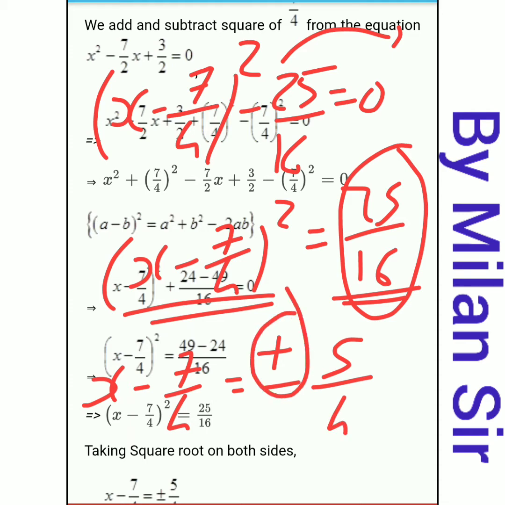Okay, if we take the square root on both sides, then (x minus 7 by 4) all squared, the square is removed here, so x minus 7 by 4, and the square root of 25 by 16 is 5 by 4, and we need to put a plus or minus sign.